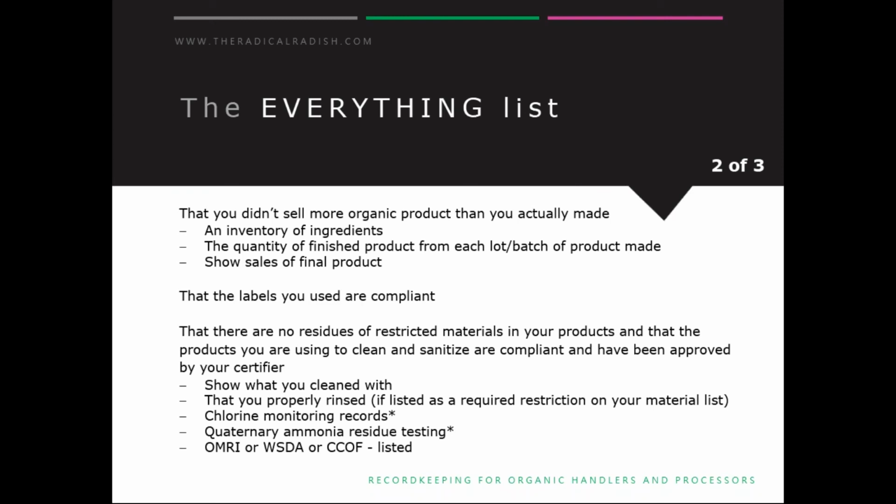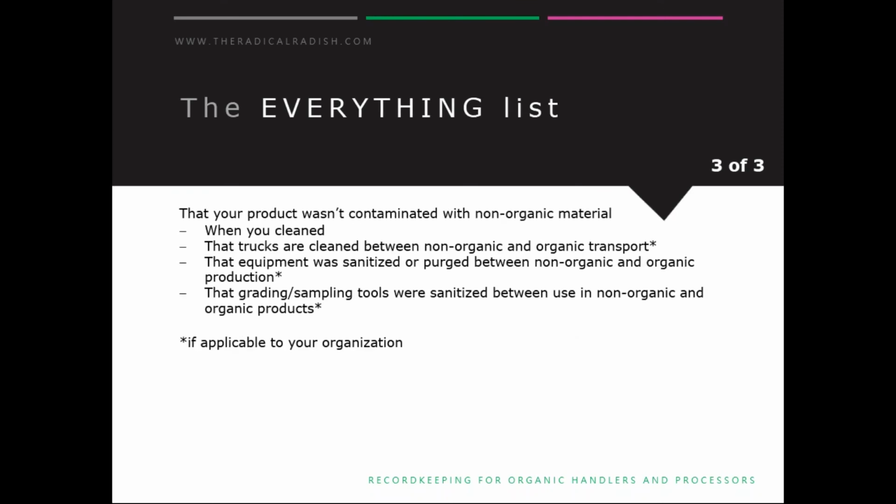You're showing that there are no residues of restricted materials in your products, and that the products you are using to clean and sanitize are compliant and have been approved by your certifier. You do this by showing what you cleaned with, that you properly rinsed, that you had chlorine monitoring records if needed, that you had quaternary ammonium residue testing if needed, and that your products are OMRI, WSDA, or CCOF listed. I put CCOF in there because if you are certified by CCOF, they have a database that you can check. Anything that they've approved before will be on there, and it makes it really easy to add it to your OSP. But other certifiers might have a similar situation.